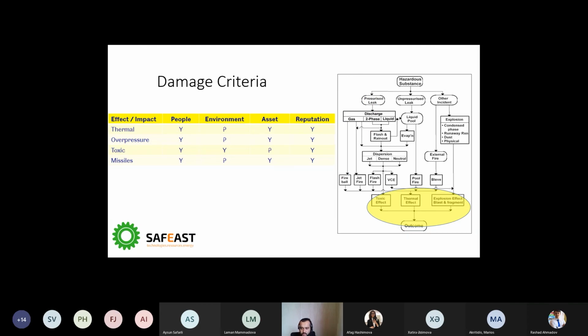Okay, the next topic, actually it's not a new topic but a continuation of consequence modeling. Once you have done all these calculations and identified the size of your thermal radiation, pool fire, jet fire, flash fire, and dispersion results, the question is, so what? How will it affect us as people, or affect the environment, assets, and reputation? Before moving on, I will go through damage criteria very quickly for the sake of time. But before that, I would like to pause and see if there are any questions so far.